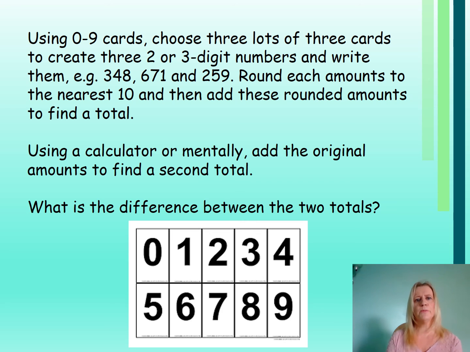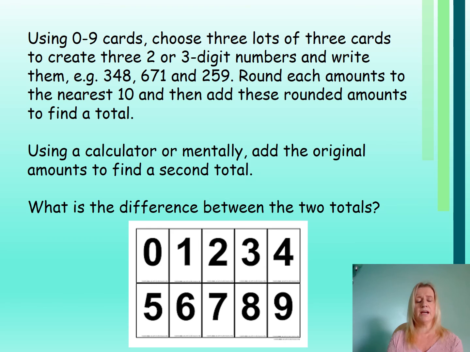In this activity, you will be able to practice your rounding. That's a really useful thing to be able to do for the compensating strategy. To use this activity, you need 0 to 9 cards. You can make these out of paper or the back of a cereal packet and face them down after they've been shuffled. Choose 3 lots of 3 cards to create 3 2-digit numbers or 3 3-digit numbers and then write them down. For example, I might pick a 3 and a 4 and an 8, which gives me the number 348.